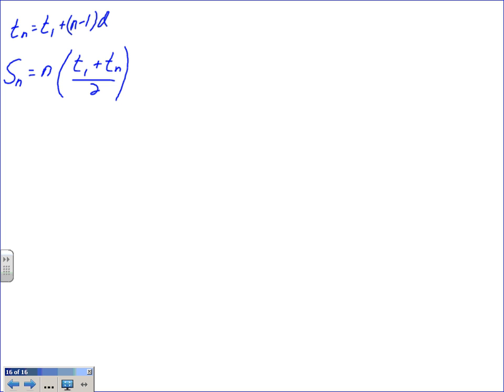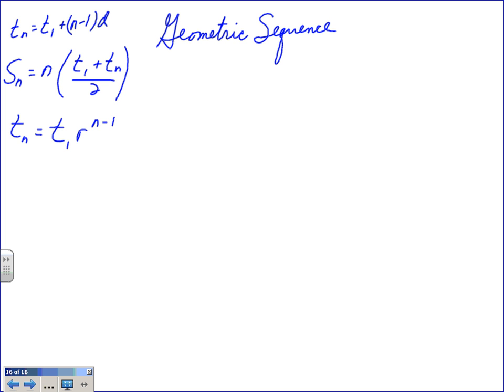Today, we're going to add another formula. Tn equals, we know what Tn is. It's any term of a sequence. Tn equals, we know what T1 is. R to the n minus 1. I don't know what R is. So today we're going to talk about a geometric sequence. A geometric sequence will look something like this.